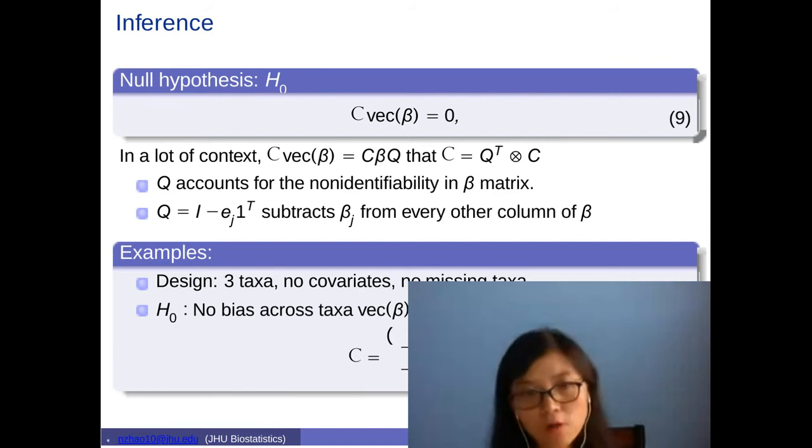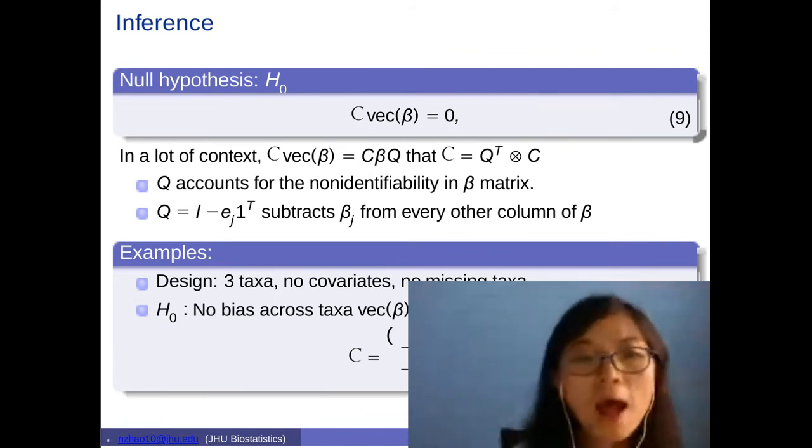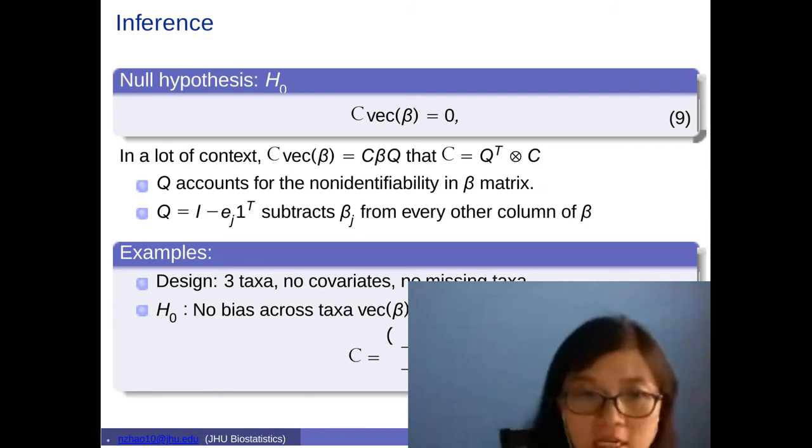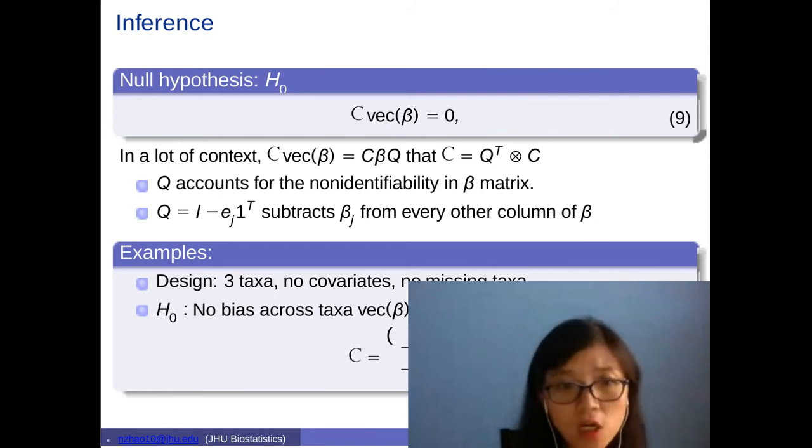So I'll give an example. Suppose we have 3 taxa, no covariance, no missing data, then our beta matrix is just beta 1,1, beta 1,2, and beta 1,3. The vectorization of it will be like this as well. Suppose we want to ask whether there's any bias in this system, which essentially asks whether the bias is different for taxon 1, taxon 2, and taxon 3. So your context matrix will look like this.